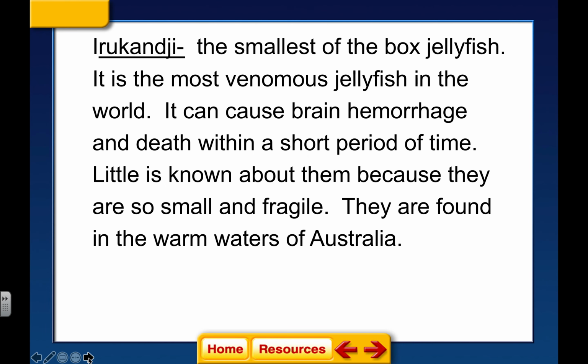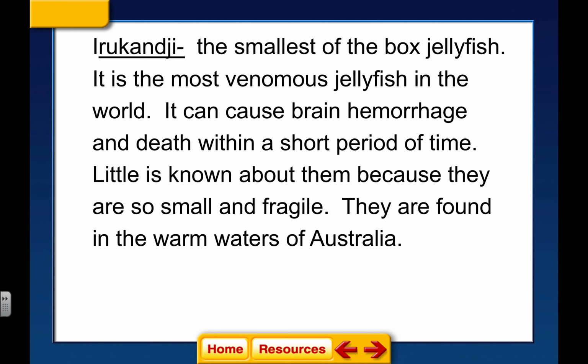Now, there is a very, very teeny, tiny one. Now, he is a box jellyfish as well, but he's teeny tiny. They say he is smaller than the fingernail on your pinky finger, and he's called Irukandji. He's the smallest of your box jellyfish. He is the most venomous jellyfish in the world. Causes brain hemorrhage and causes death within a very, very short period of time.